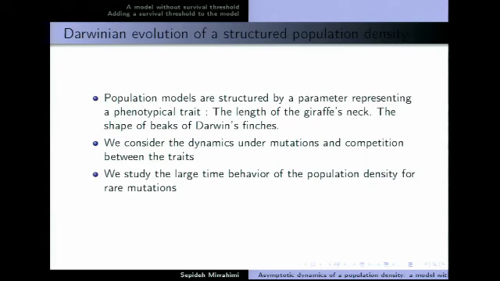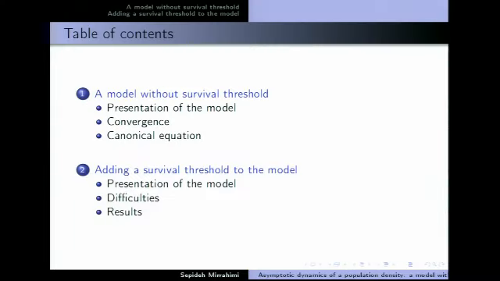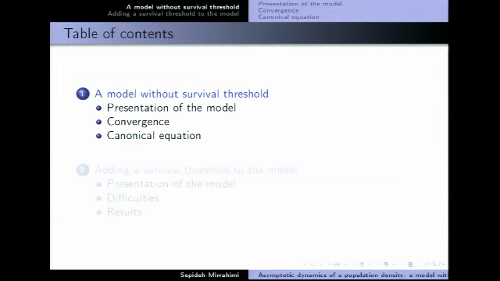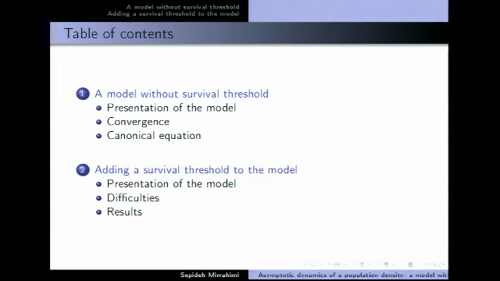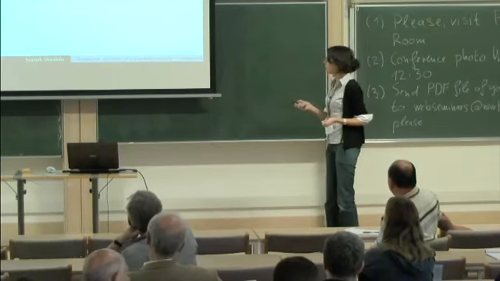So to see the effect of mutations, we consider large time behavior of the dynamics. We study the large time behavior of the dynamics, and what we expect to observe is what we observe in nature: phenomena like speciation, extinction, and branching. Well, first I will talk about a model without any survival threshold, and I will tell you why we need to add a survival threshold to the model, and then I will talk about the model with a survival threshold.